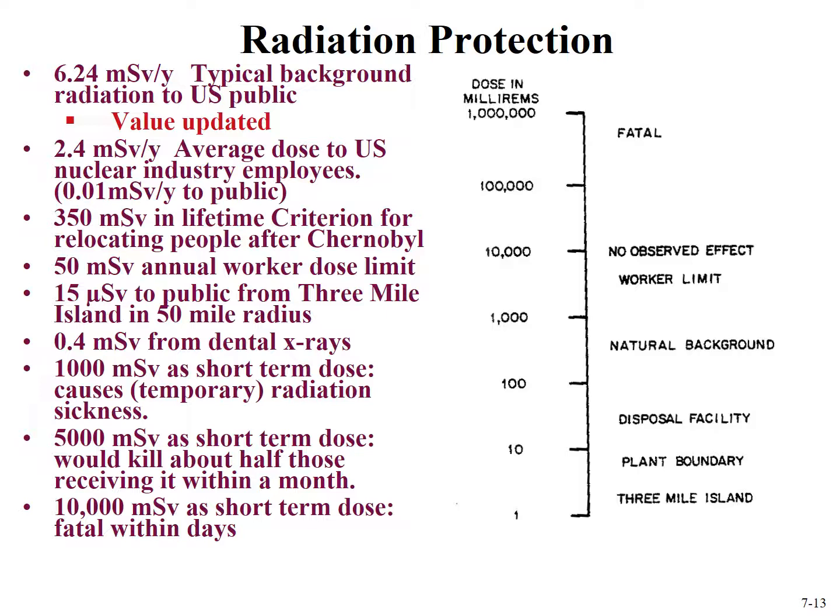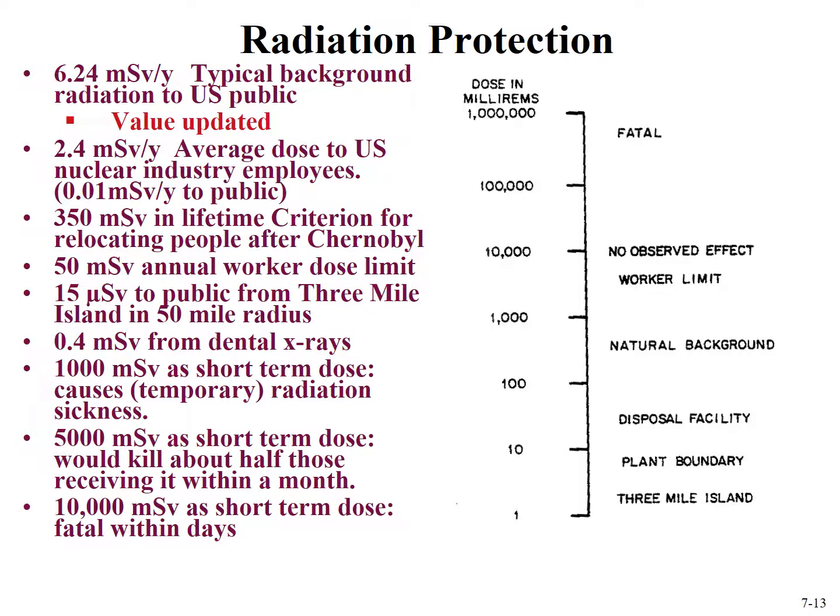Here's some data on some typical radiation levels. Typical background radiation, this is an updated value, is around 6.24 millisieverts per year for the typical U.S. public. That would be 624 millirem per year, again 2 orders of magnitude. And then here's some other data for consideration. If you look at the annual background of about 6 millisieverts per year, a temporary short-term dose of 1,000 millisieverts causes radiation sickness.